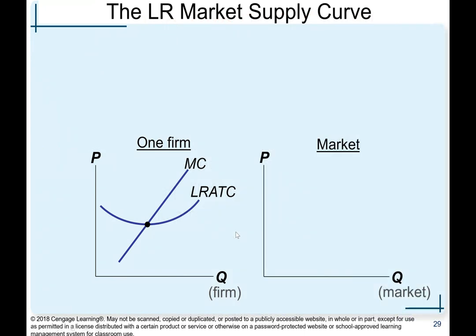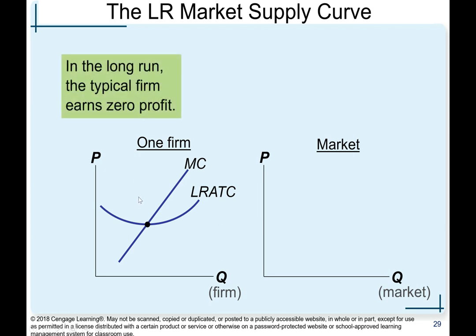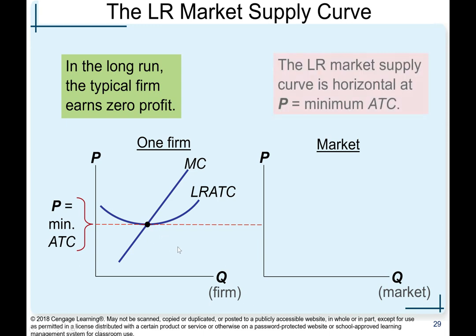Long run market supply. One farm in the long run, the typical farm earns zero profits. So, price is equal to minimum average total cost. In the long run, the market supply curve is horizontal, where price equals minimum average total cost.